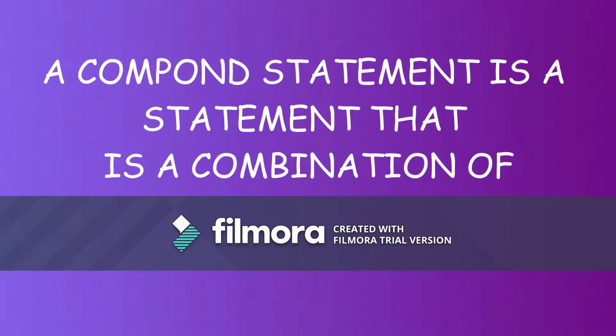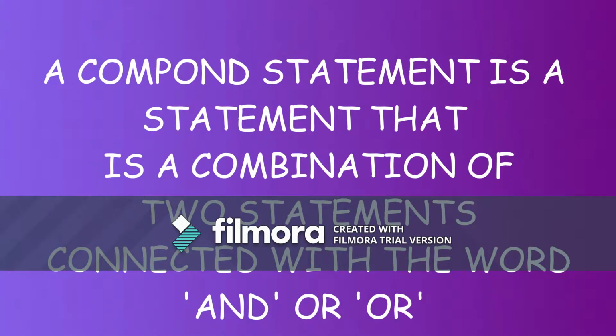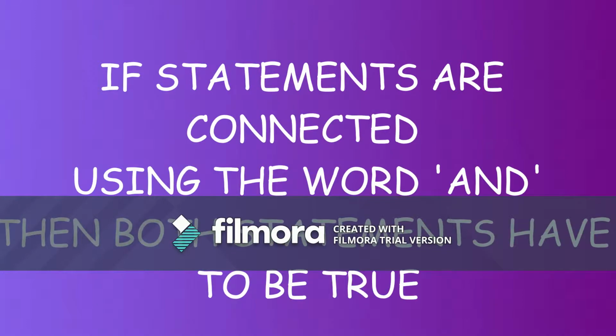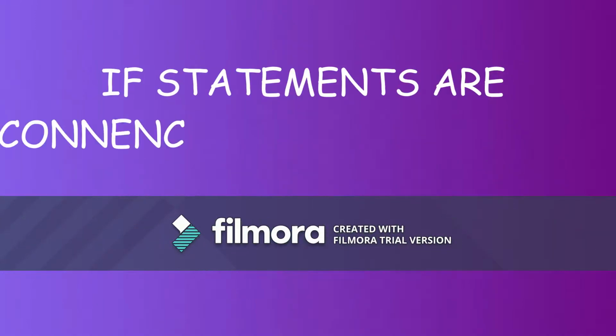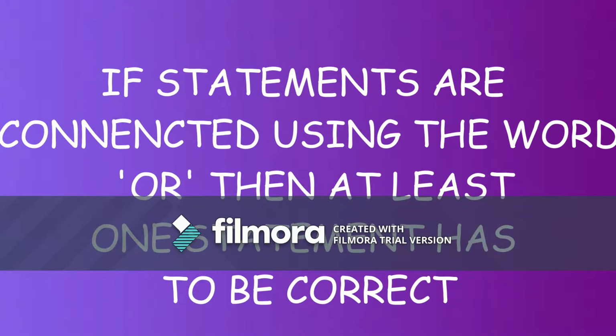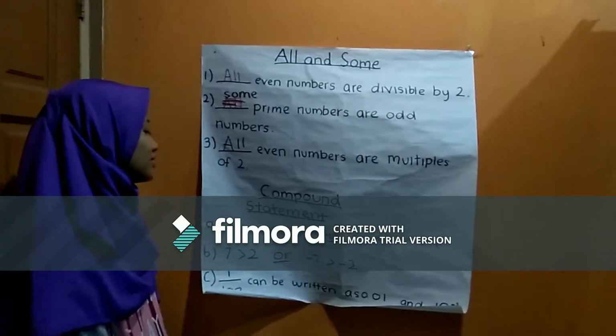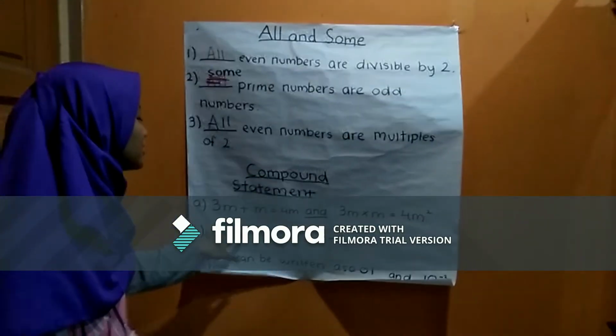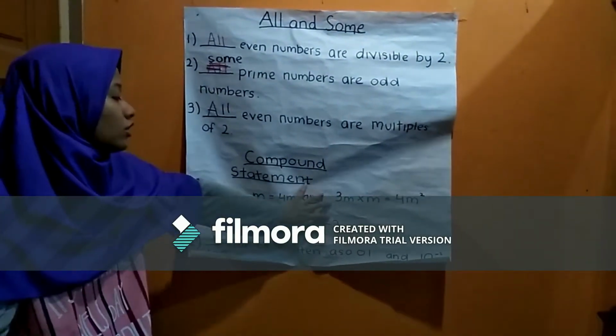A compound statement is a statement that is a combination of two statements connected with the word and or or. If the statements are connected with the word and, then both statements have to be true. If they are connected with the word or, then at least one statement has to be true. Now, you have to determine whether each statement has a true or false value.